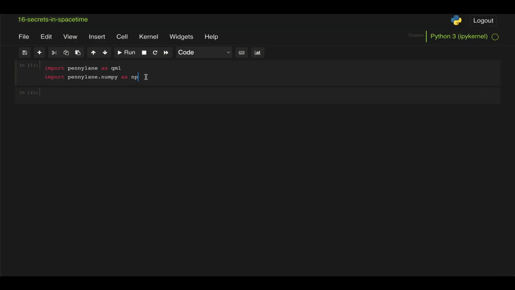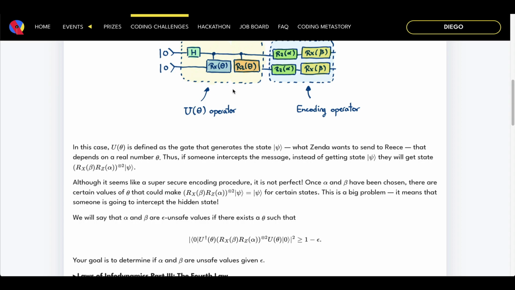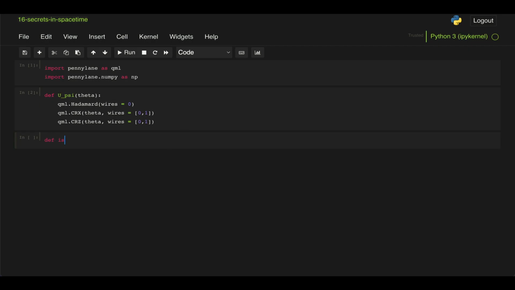So the first thing we do, as always, is import PennyLane as qml and NumPy. And then what we're going to do here is define a function. We're going to call it u_psi that generates that state of interest. So it applies the Hadamard gate and those controlled RX and RZ gates. So that's just this circuit right here. And then we're going to define a function. We're going to call it isUnsafe, and we're going to pass the values of alpha, beta, and epsilon that are given to us in this problem. And as we mentioned, we're going to create our QNode by first defining our device.